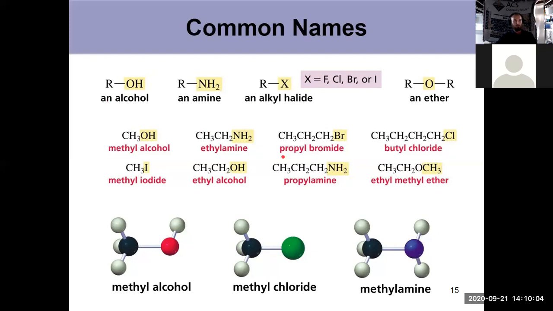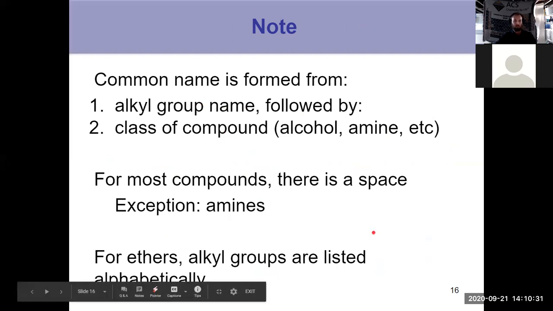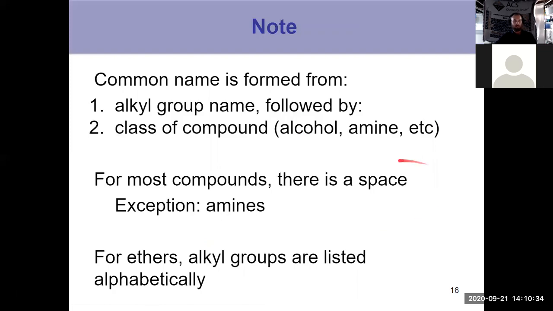Okay, propyl group followed by NH2, which is an amine. Propylamine is the common name. Okay, name the two alkyl groups and then say ether, as long as the alkyl groups are in alphabetical order. Those are easy to name. Okay, but those are the common names, right? We're thinking about the IUPAC name. So common name: alkyl group, followed by class of compounds. There's typically a space, except for amines, there's no space. Okay, ethers, list them alphabetically. I mentioned all that on the previous slide. But you see, subtle stuff like this is why common names can be tricky. And we're going to be worried about IUPAC names moving forward.